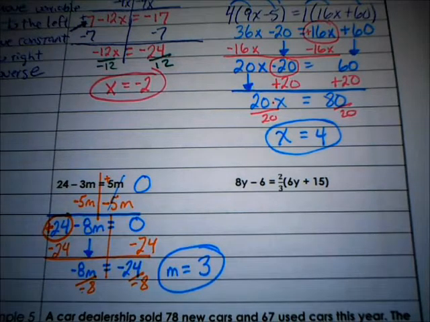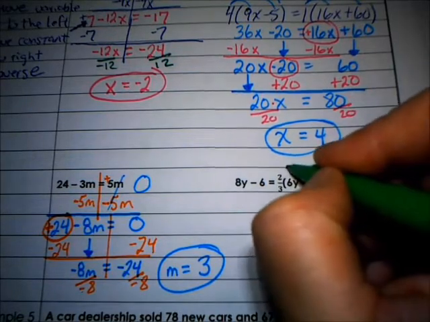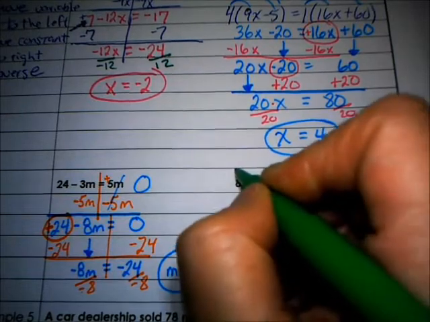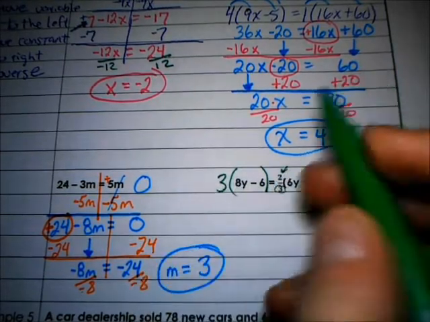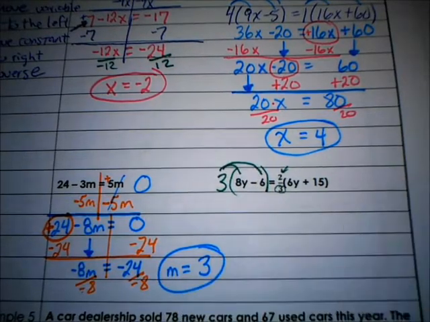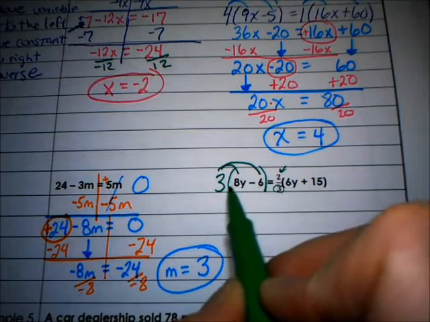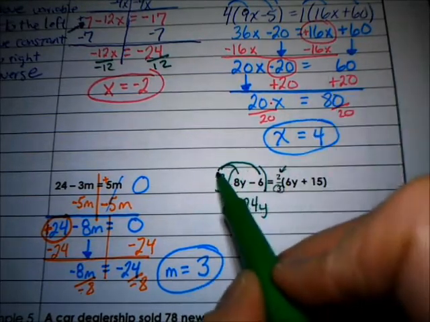Alright, on example 4, notice I have this fraction. So I'm going to take the denominator, put the left side in parentheses, and that denominator is going to go out as a coefficient, so that now I can distribute the 3 into the parentheses. 3 times 8y is 24y, and 3 times a negative 6, 3 times 6 is 18, and since the 6 was negative, the 18 is negative.